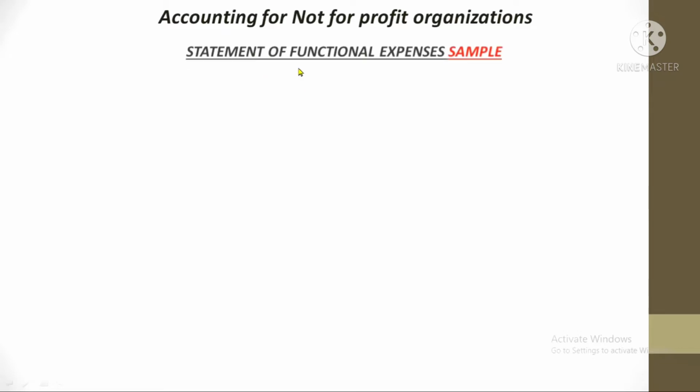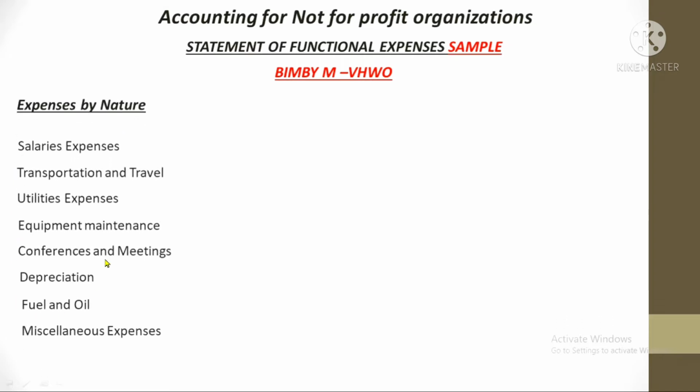So, as if this is the statement of functional expenses of BIMBM. And BIMBM is a voluntary health and welfare organization. And these are the expenses of BIMBM classified by nature. So we have salaries expense, we have transportation and travel expenses, utilities expenses, equipment maintenance, conferences and meetings expenses, depreciation, fuel and oil, and miscellaneous expenses. So the total expenses for salaries, for example, is 450,000.